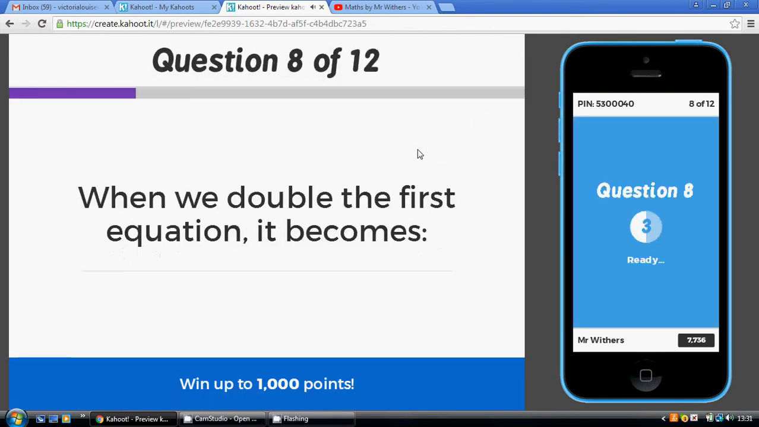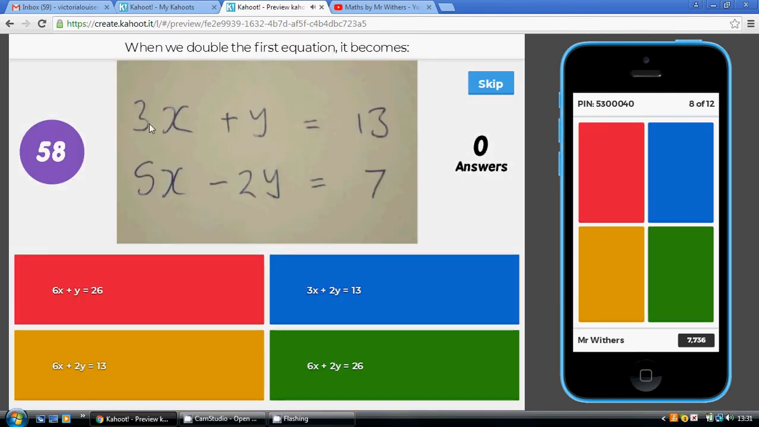So we're going to double the first equation. So what's that going to become? We've got to double all three terms. We double the 3x, we double the y, we double the 13. So that gives us 6x plus 2y equals 26.